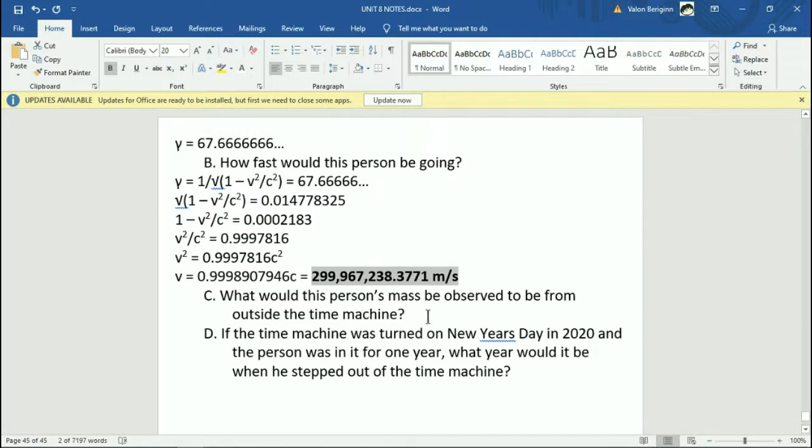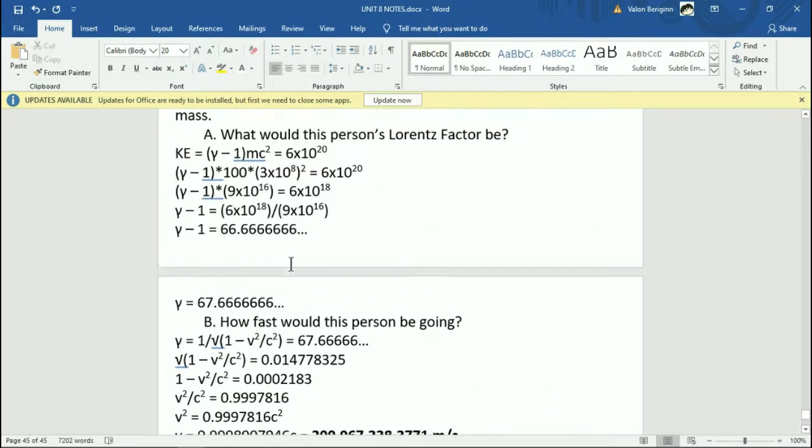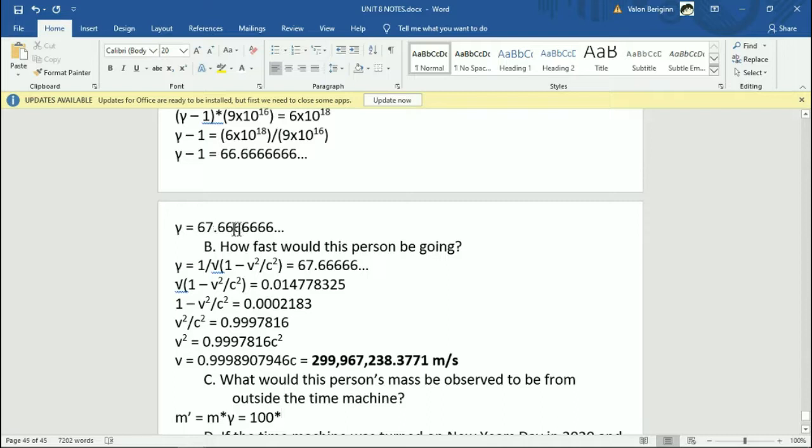So what would this person's mass be observed to be from outside of the time machine? Okay, so since we're outside of the thing that's moving, we are solving for m prime. So we're just going to use 100 times the gamma, which the gamma we got was here. Let me hold that actually.